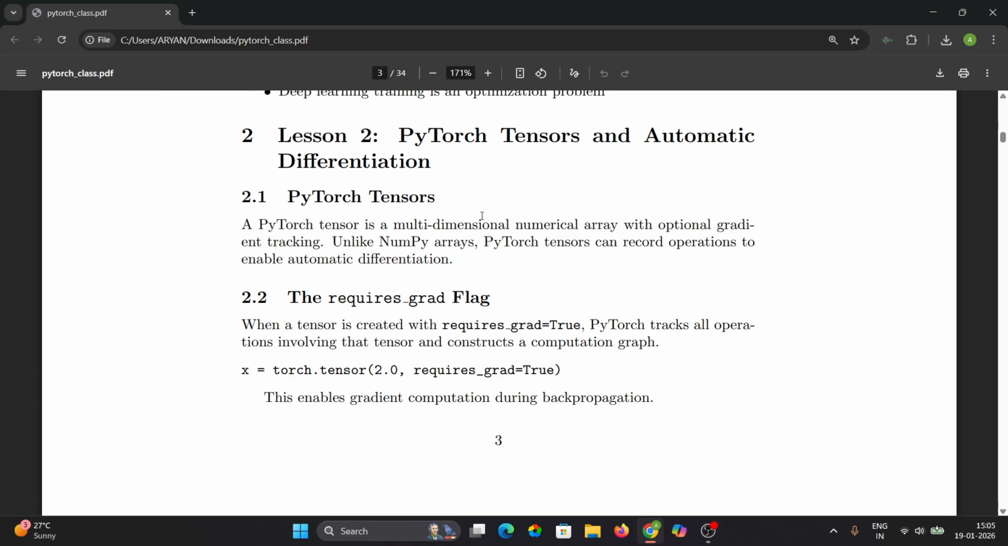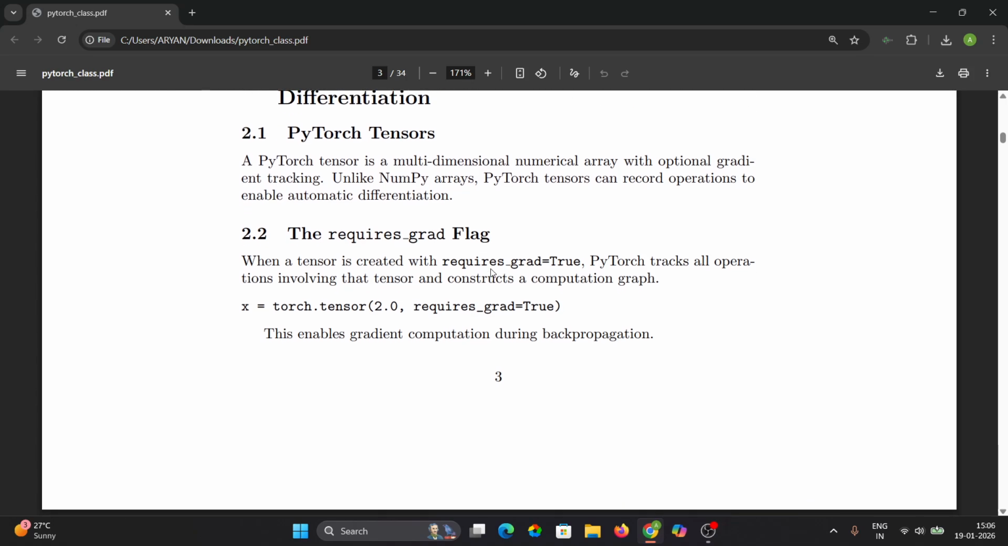What is a PyTorch tensor? A PyTorch tensor is a multi-dimensional numerical array with optional gradient tracking. Unlike NumPy arrays, a PyTorch tensor can record operations to enable automatic differentiation. So what happens here? They track your computation through a computational graph, and they automatically find the gradients. So they record the operations to enable automatic differentiation.